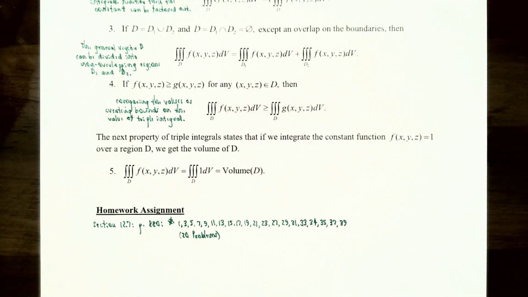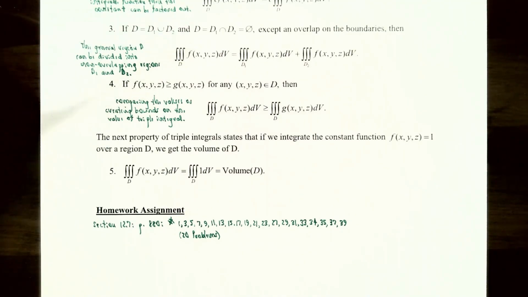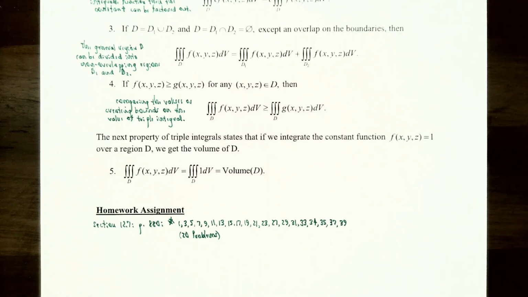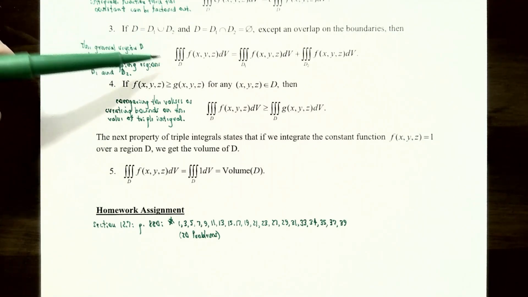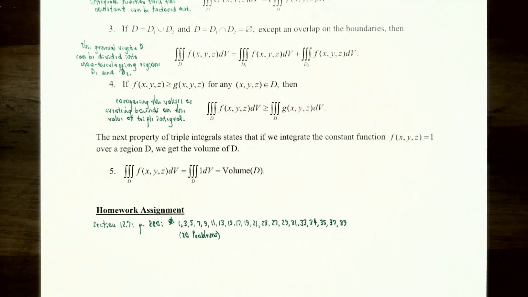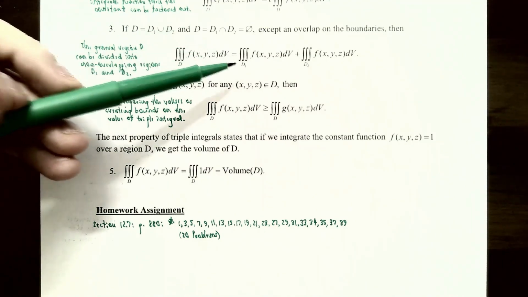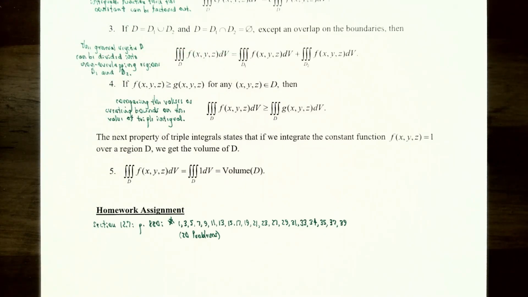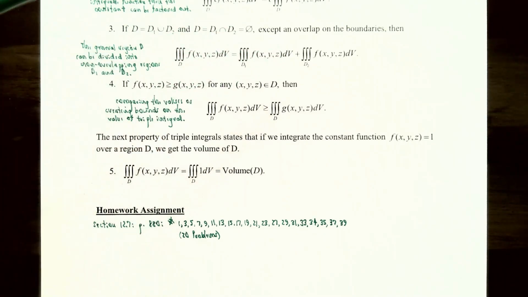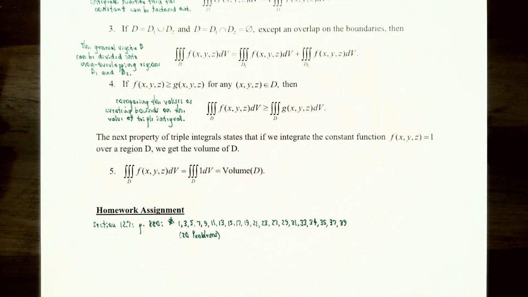Property number 3 says if you have a general region D, and you can divide the general region D into subregions, D sub 1 and D sub 2, where D sub 1 union D sub 2 is the entire general region D, the original region, and D sub 1 intersect D sub 2 is the empty set, so D sub 1 and D sub 2 do not overlap except possibly at the boundaries. Then the property says the triple integral over the general region D for the function f of x, y, z, where you integrate with respect to v, the volume, is equal to a triple integral over D sub 1 of the same integrand, f of x, y, z, plus a triple integral over D sub 2 of the same function, f of x, y, z.